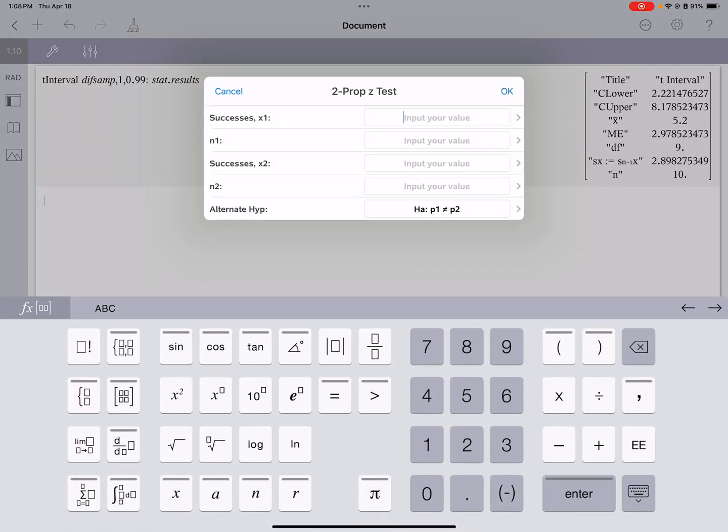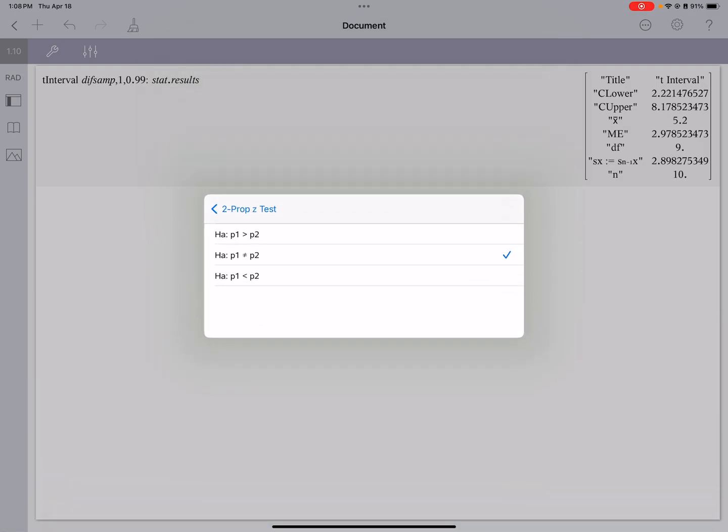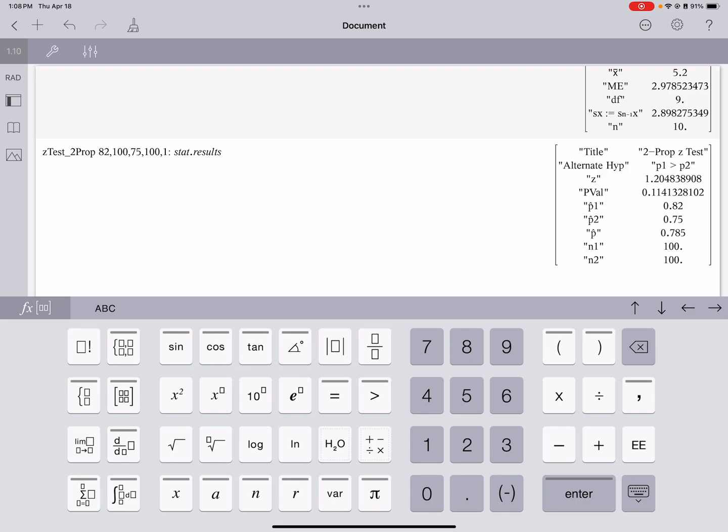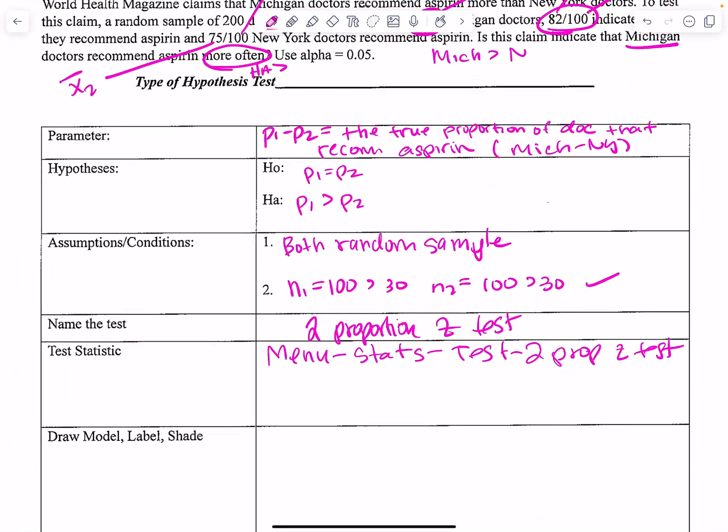Okay, so successes for the first one, I have 82 out of 100 because that's how many Michigan doctors, and success 2 was the 75 out of 100 New York doctors, and we're going to have a greater than because we said Michigan was greater than New York. So here we have a p-value of 0.114 and a z of 1.2. So my test statistic is z equals 1.2. And my p-value, I'm just going to put it there for us, is 0.114.